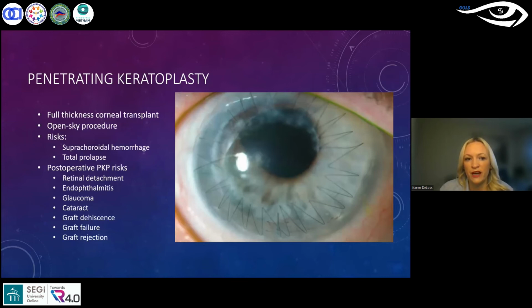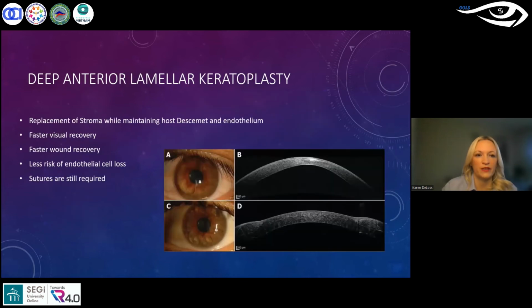Post-operatively, these patients can have retinal detachments, endophthalmitis, glaucoma, cataracts, graft dehiscence, graft failure, and graft rejection. Graft failure and graft rejection are the biggest ones. Oh, I better start moving faster.